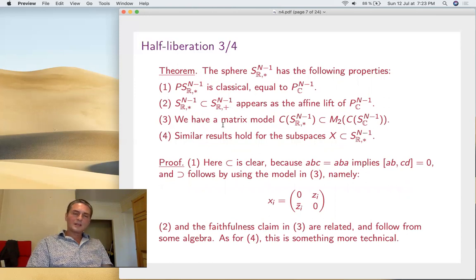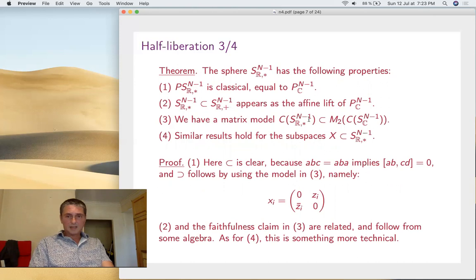So tools, how to study this? So this is basically due to Julien Bichon and Dubois-Violette also. So the idea is the following. Let's look at the sphere first. The other ones will be the same groups and all that.